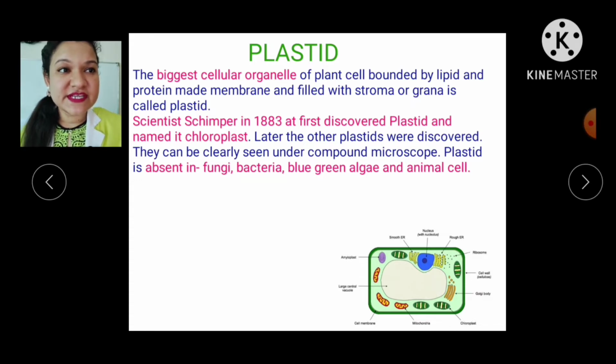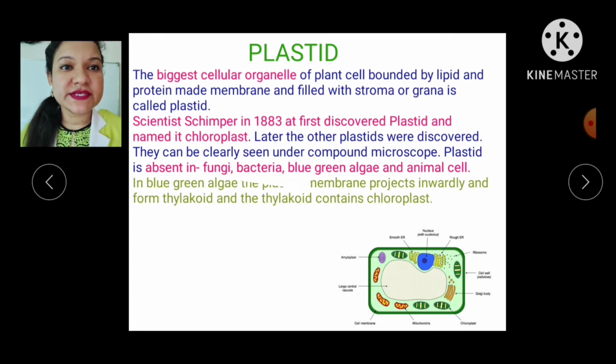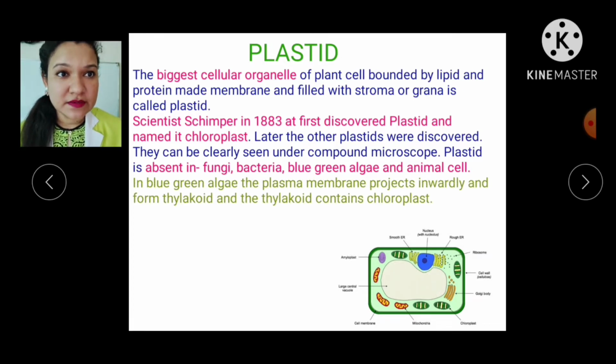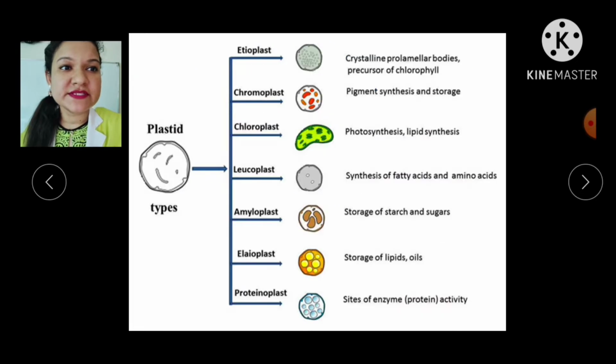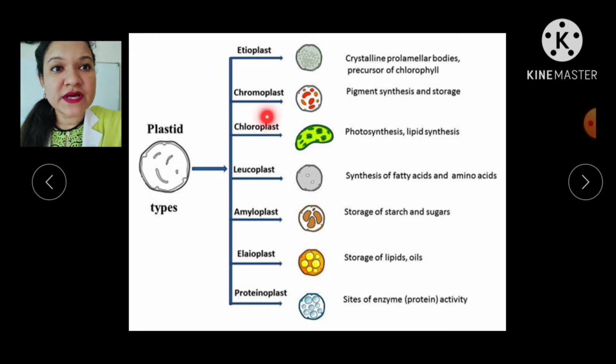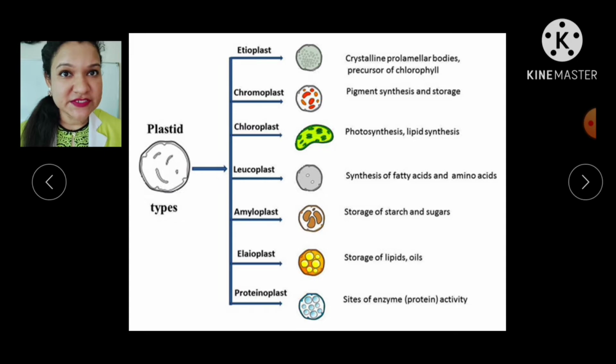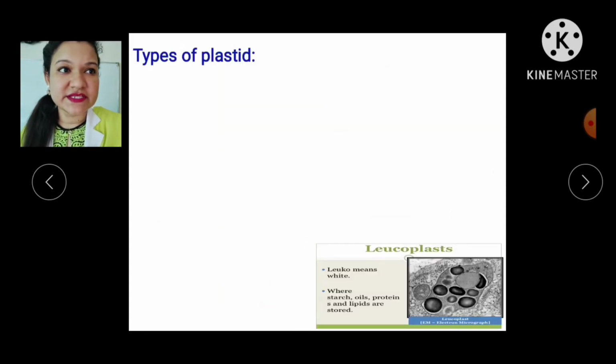Plastid is absent in fungi, bacteria, blue-green algae, and animal cells. In blue-green algae, the plasma membrane projects inwardly and forms thylakoid. Now, types of plastid. Plastids have many types: etioplast, chromoplast, chloroplast, leukoplast, amyloplast, elioplast, and proteinoplast. I will describe all these in my next slide.